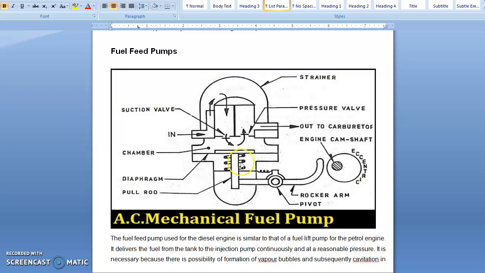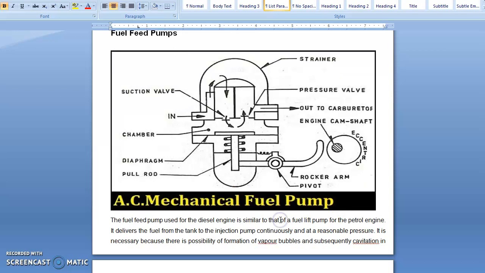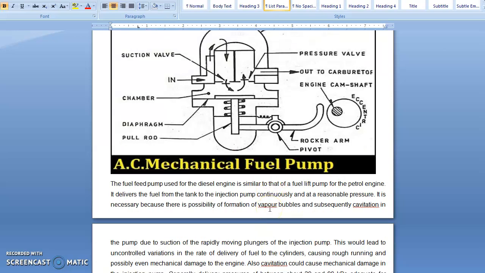Here, the fuel feed pump used for the diesel engine is similar to the fuel lift pump for the petrol engine. It delivers the fuel from the tank to the injection pump continuously and at a reasonable pressure. It is necessary because there is a possibility of formation of vapor bubbles and subsequently cavitation in the pump due to suction of the rapid moving plungers of the injection pump. This would lead to uncontrolled variation in the rate of delivery of the fuel to the cylinders, causing rough running and possibly even mechanical damage to the engine.